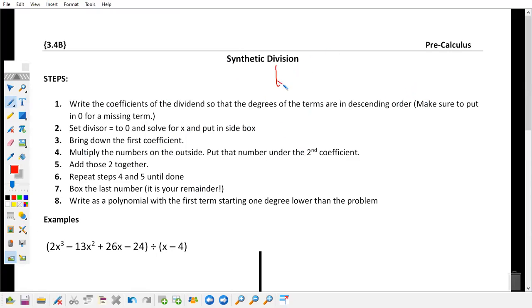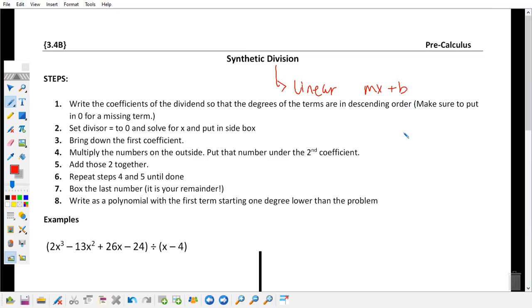So again, synthetic can only be used when you're dividing by a linear, meaning that we're in the form of mx plus b. Okay. So if it's a quadratic or a cubic or a quartic, can you use this method? No. Answer is no. Okay. The purpose of synthetic division is to eliminate the variables. Okay. It takes the variable out so that all you're doing is focusing on the numbers. Okay. We'll finish that later.